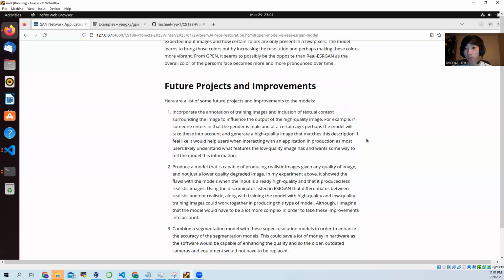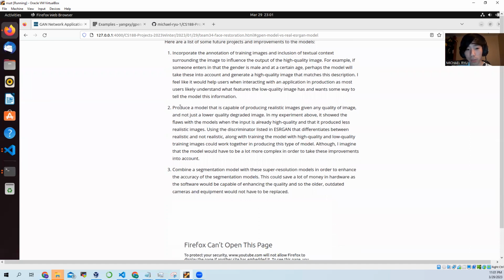And then to end it off, I talked about future projects and improvements. For example, one is incorporating annotations towards the training images for both GPEN and Real-ESRGAN, maybe to give a quote unquote hint towards the model, such as, oh, this low quality image, the person in there is male. Maybe such things as the person is smiling, emotion, similar to how we had done it in assignment 4. And then I went through 2 others, different improvements and projects that could be created.